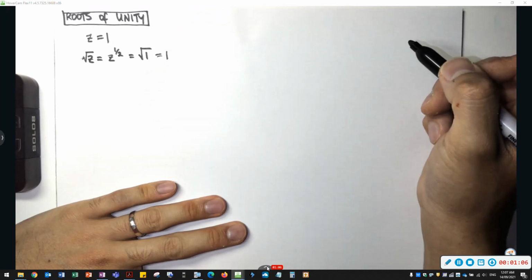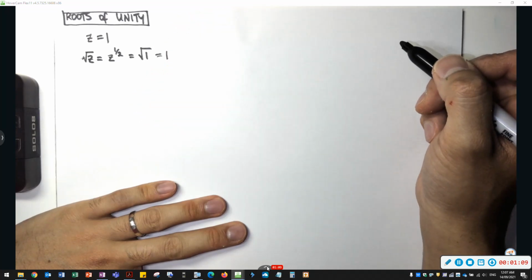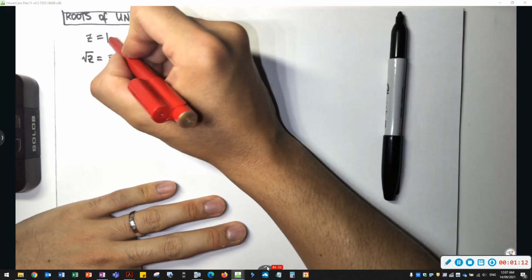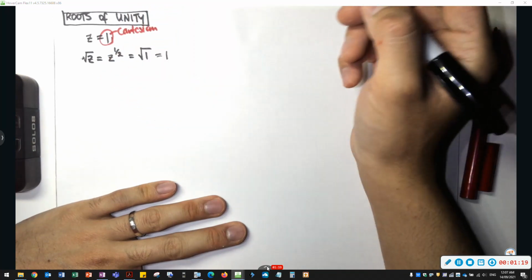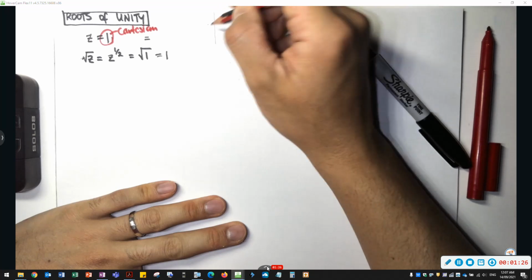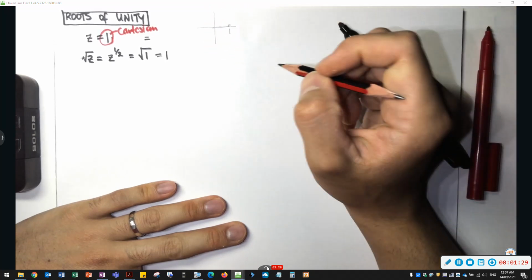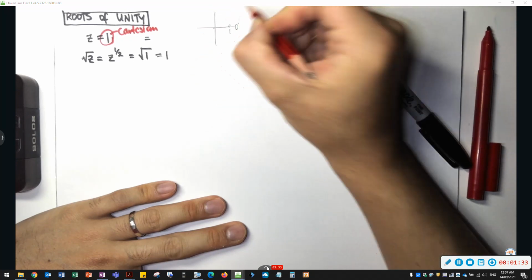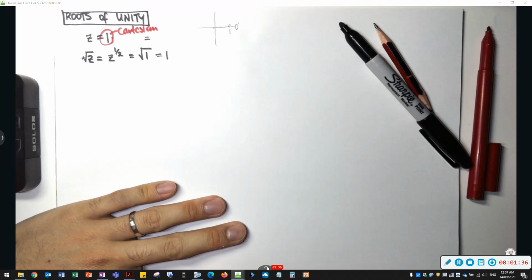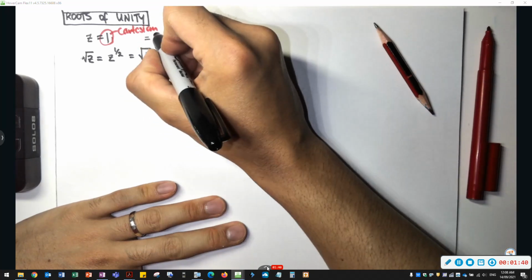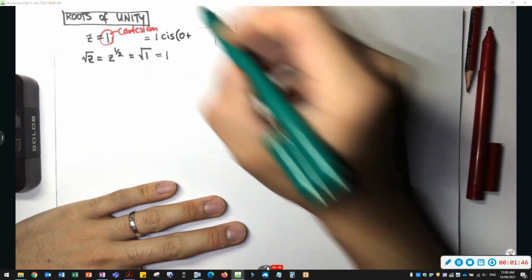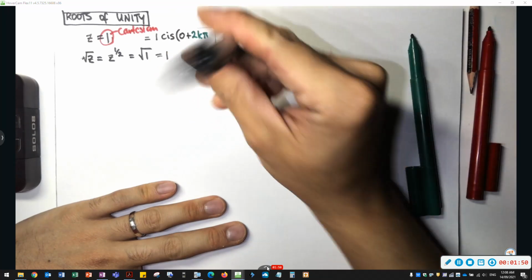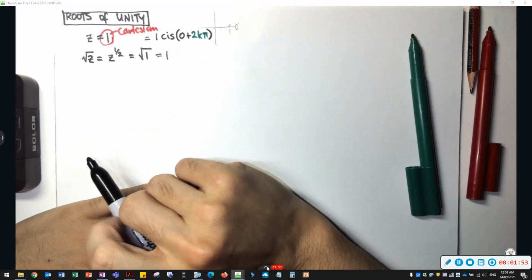But remember, when we're taking roots of complex numbers, we need to use the polar form, right? So remember, when we started off here, this is the Cartesian form. Let's rewrite 1 in polar form. So 1 has an argument of what? Has an argument of 0. Okay, and then we're going to add multiples of 2 pi to this. So it's the same as 1 cis 0 plus 2k pi. So simply it is just cis 2k pi.